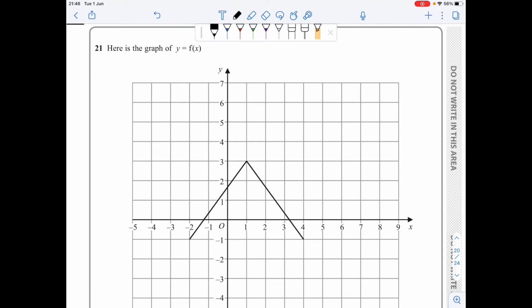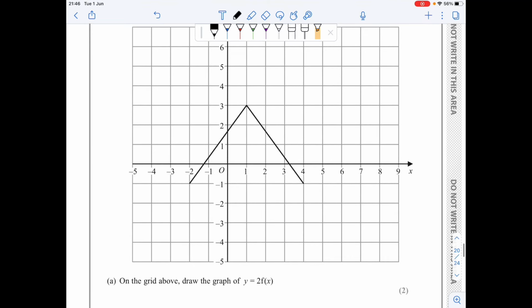In question 21, I'm given the graph of a function, and in part A, I need to draw the graph of y equals 2f(x). Now, this is a stretch by a scale factor of 2 along the y-axis. So basically, the y-coordinates of any point on the graph get multiplied by 2, and the x-coordinates stay the same. And the graph will look like this.